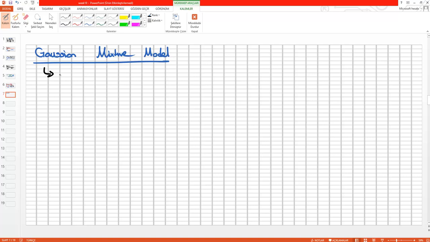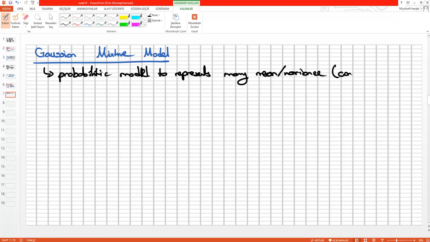So it's the probabilistic model to represent many mean or variance values, each of them called the components of Gaussian in the literature. But this is just simple, the mean and variance value. So how can we visualize this thing?